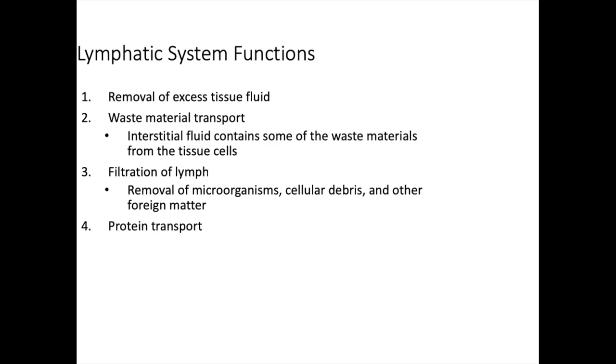So the functions of the lymphatic system are vast. We have removal of excess tissue fluid, so the plasma diffusion is how cells receive some of the nutrients carried by the plasma. The fluid that enters the interstitial, or the tissue spaces, will eventually be put back into circulation. Part of the fluid will be picked up directly by the capillaries in the tissues and enter the venous part of the cardiovascular system. Some of the fluid will enter lymphatic capillaries.